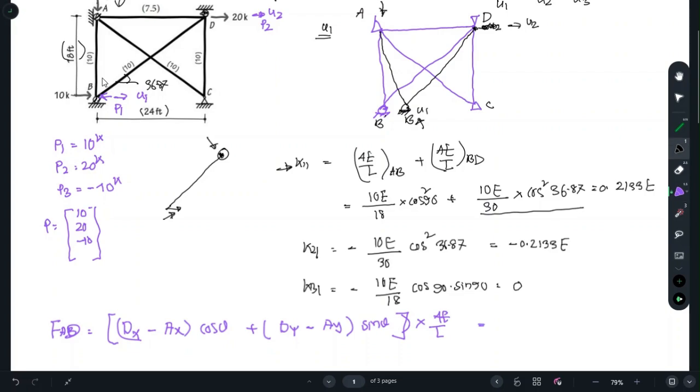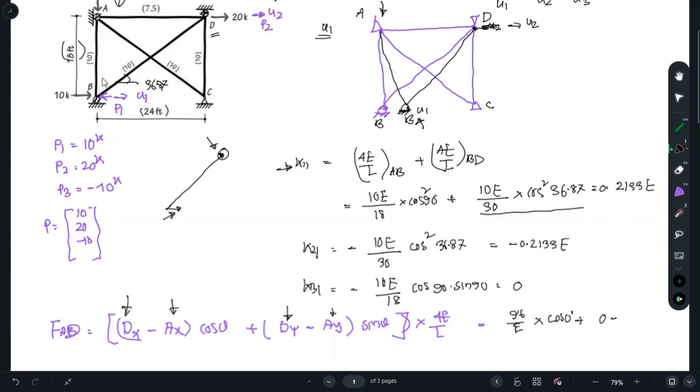Now look, you have a displacement dx at this point, which is your u2 value. So your u2 value was 96 by E, and you don't have any horizontal displacement at point A, you have a vertical displacement at point A. So you have just 96 by E, and your cosine theta, in this case your theta value is 0, so it would be cosine 0 degree. At point D, you don't have any vertical displacement, you have horizontal displacement, so it would be 0.